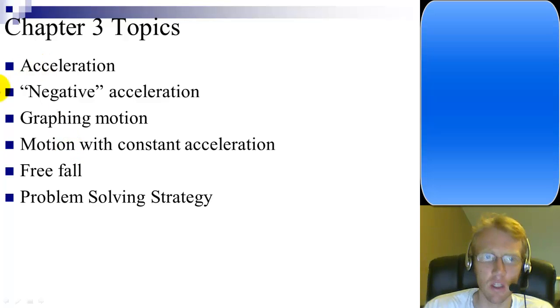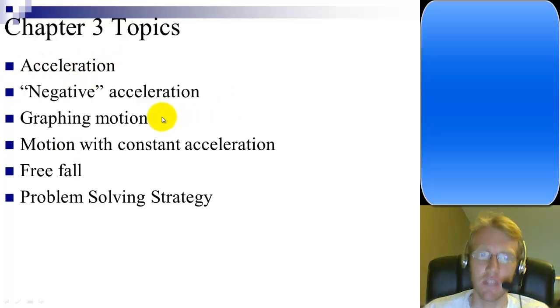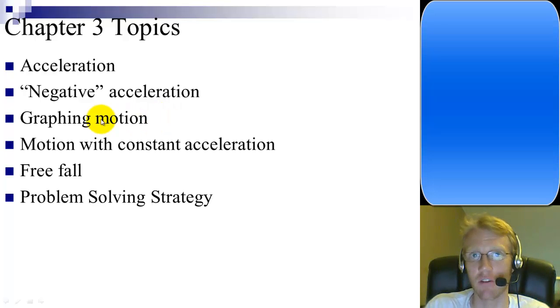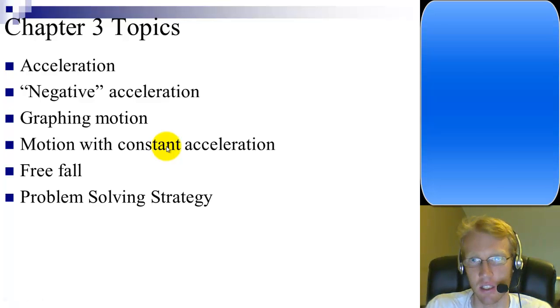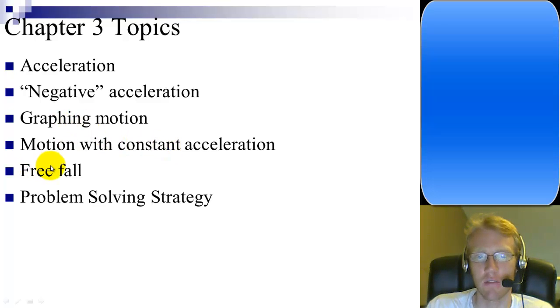So first we'll talk about what acceleration is, then negative acceleration, how to graph this kind of stuff, how to think about these graphs in comparison to the position and velocity graphs we learned about earlier, and then we'll look at some problems involving constant acceleration, the formulas that you're going to end up deriving. Because the acceleration is constant, you can then work backwards mathematically and find out about position and velocity. A special case of accelerated motion, which is freefall, and then finally some problem-solving strategies and example problems.